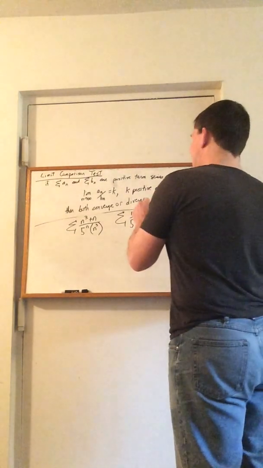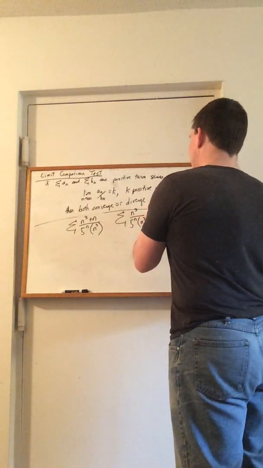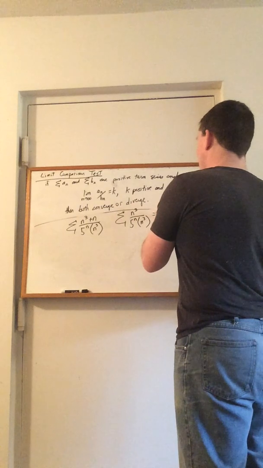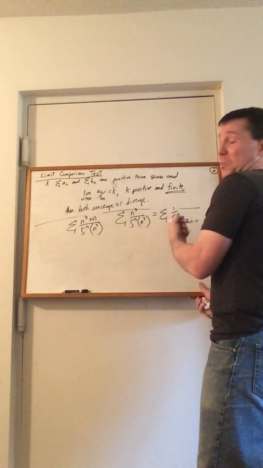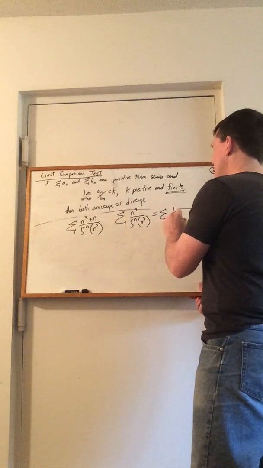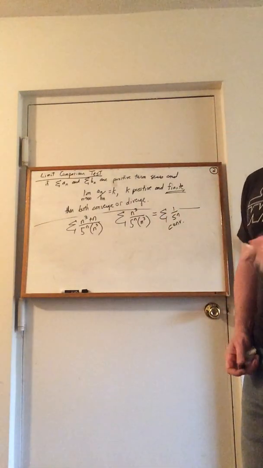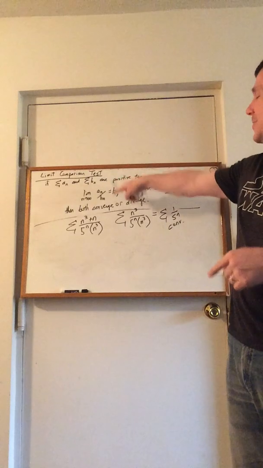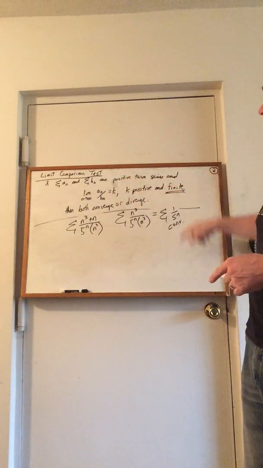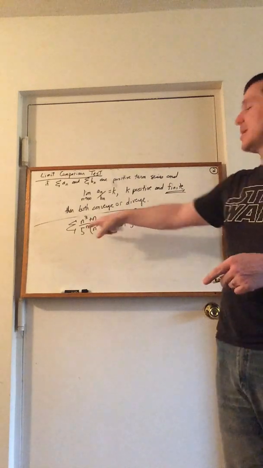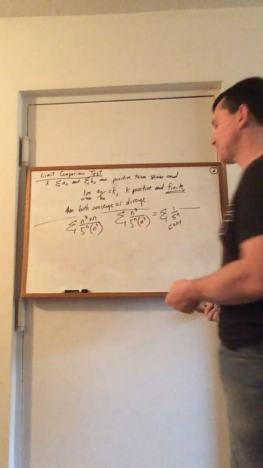Now, clearly, I can simplify this to the series, the n cubes cancel, 1 over 5 to the n. This is geometric, the ratio is 1/5, so clearly it will converge. Now I can apply the limit comparison test, and as long as I get a k that's positive and finite, since I know this one converges, I can tell that that one converges.